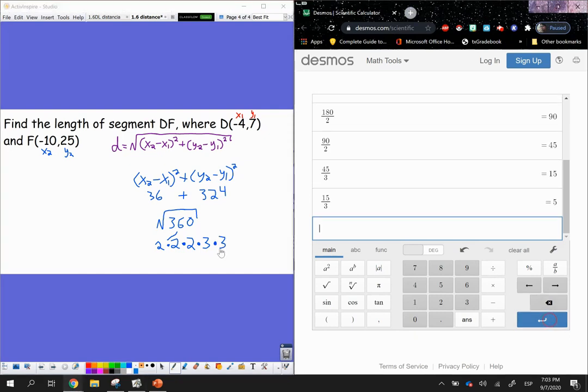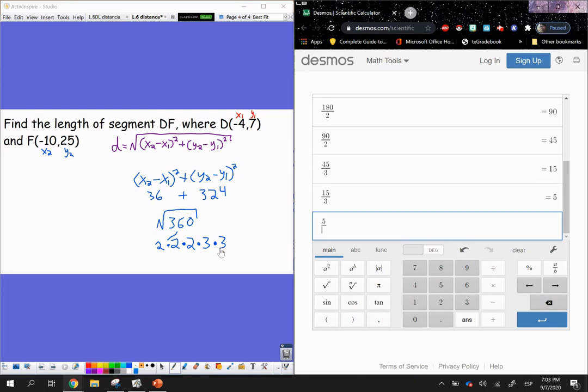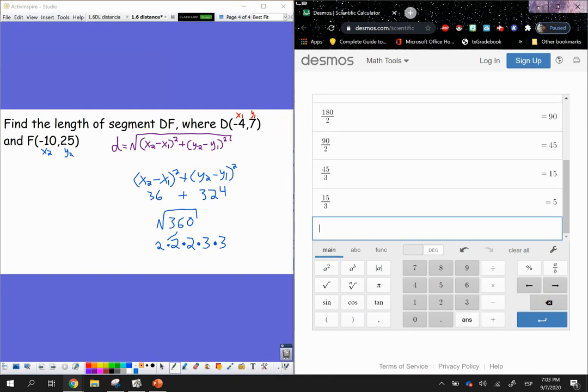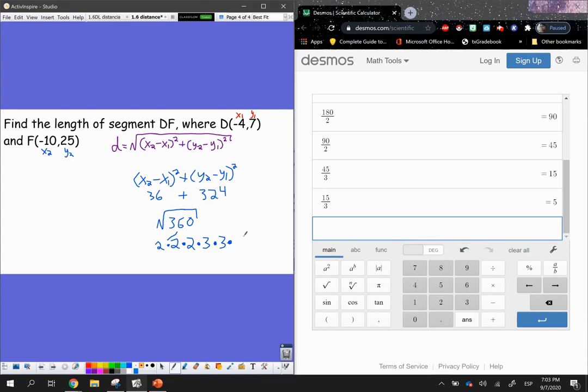So 5 divided by 2, no. By 3, no. The only other prime number left is 5, and so that means 5 itself is a prime number. So that's as far as we can go. So I'm going to put in 5 here. So my factors for 360 are 2 times 2 times 2 times 3 times 3 times 5.